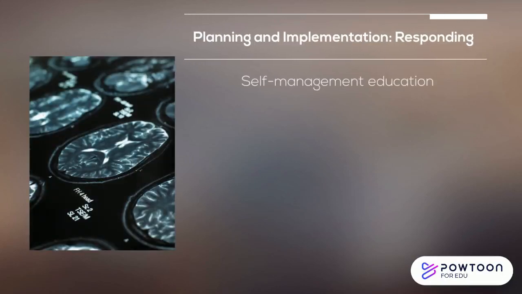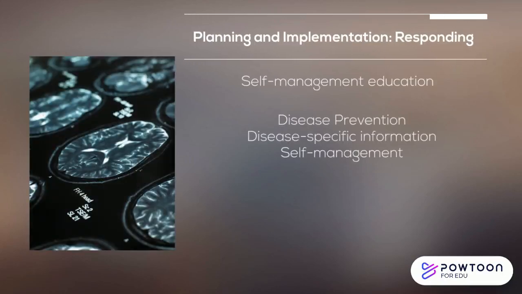Ideally, we need to transition our clients to home care, and this is going to have a lot of education implications on disease prevention, disease information, and self-management. It's also going to include that FAST exam because they're at higher risk for developing another stroke.